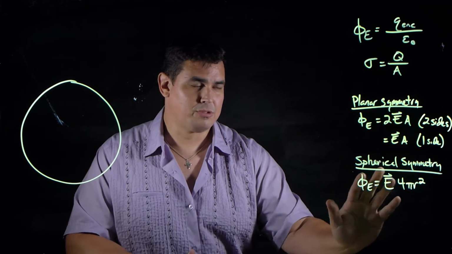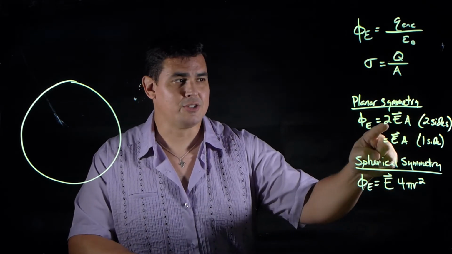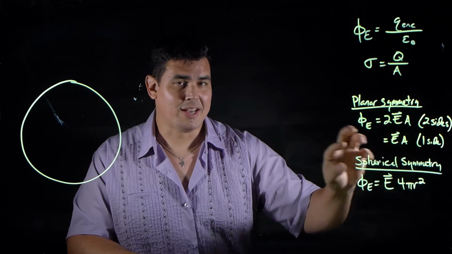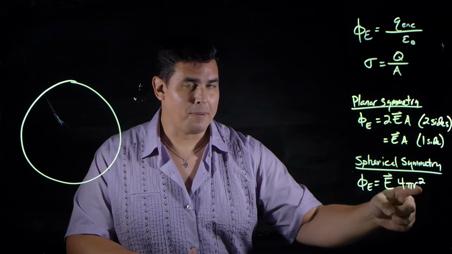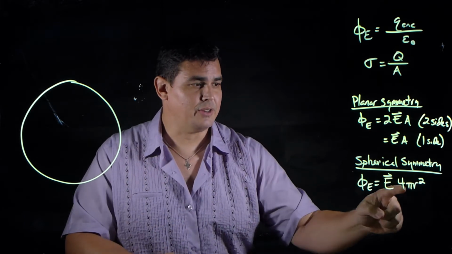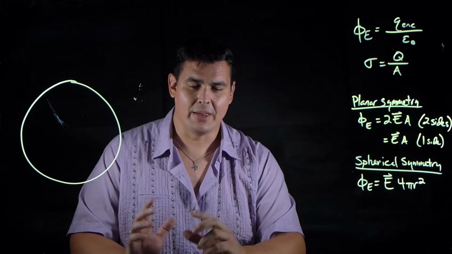Okay, so you can see from the example we just did, if you have something with spherical symmetry, we can use this shortcut just like we did for planar symmetry. If we have two sides, you can say the flux is 2EA, or if you have one side that's got field coming out, it's just E times A. So here, 4 pi R squared is the surface area of a sphere, right? So we can use this shortcut when we're solving Gauss's law, okay?